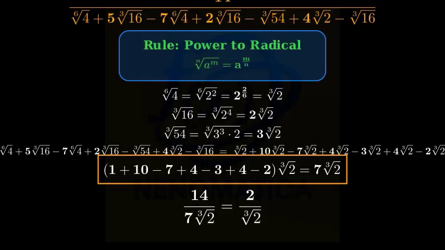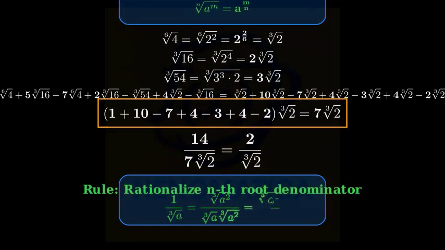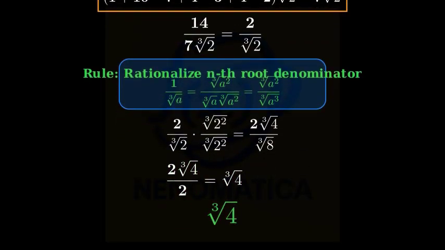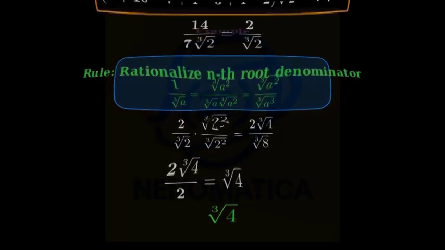Step 4. Rationalize the denominator of 2 over cube root of 2. Multiply by cube root of 2 squared over itself, so that the denominator becomes the cube root of 8, which equals 2. The fraction then simplifies beautifully to the cube root of 4. Final result. The original expression equals the cube root of 4.